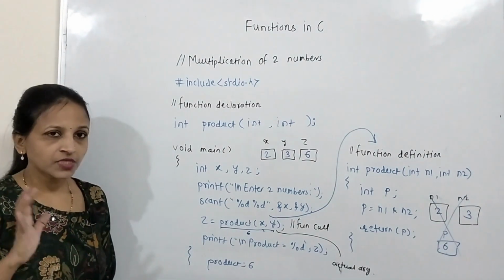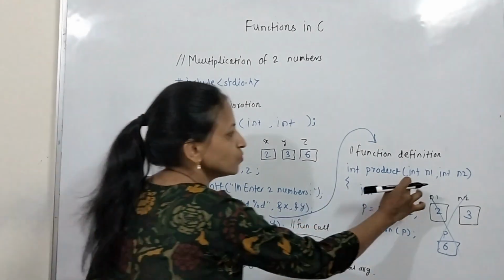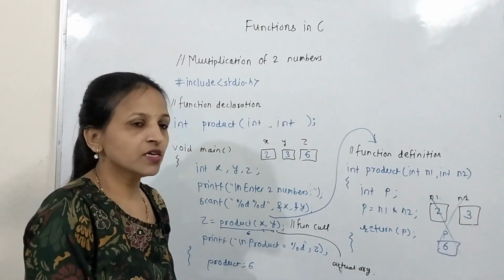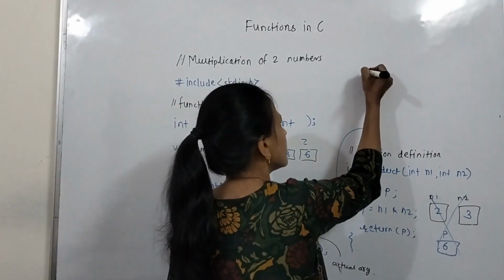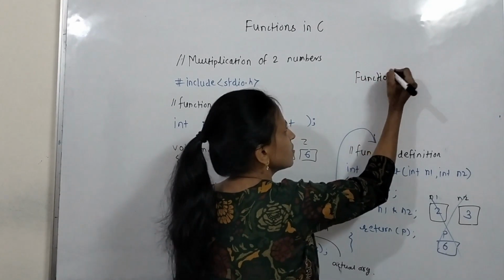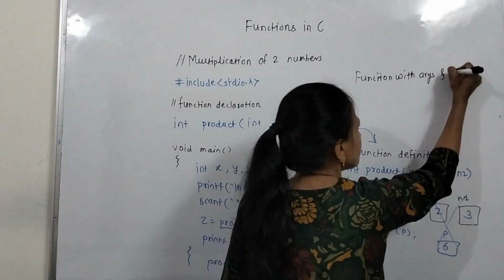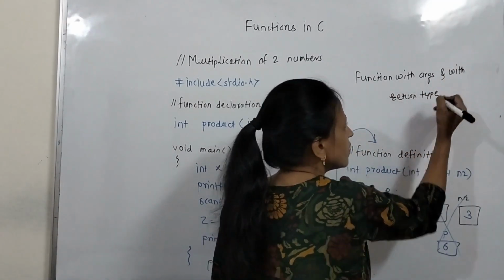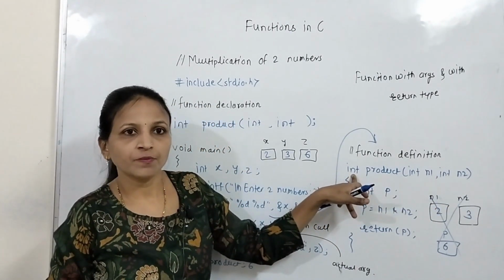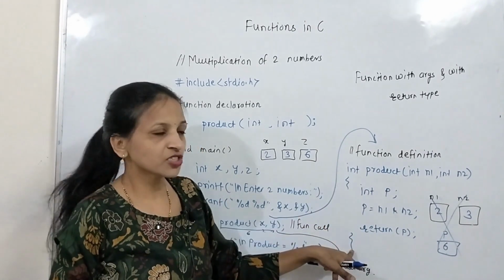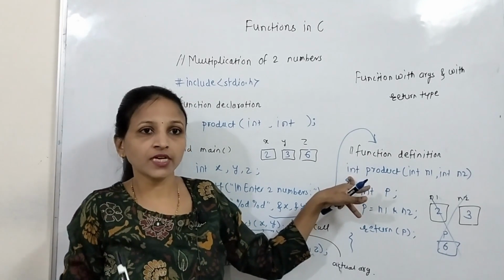Now see here, I am passing x and y, two integers. Here we can say the type of this function is a function with arguments and with return type. See here, the function is having both arguments as well as a return type. Means we can say about this function that it is a function with arguments as well as return type. This is the type of function.